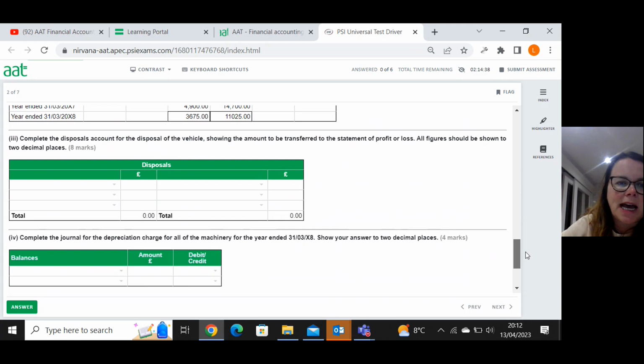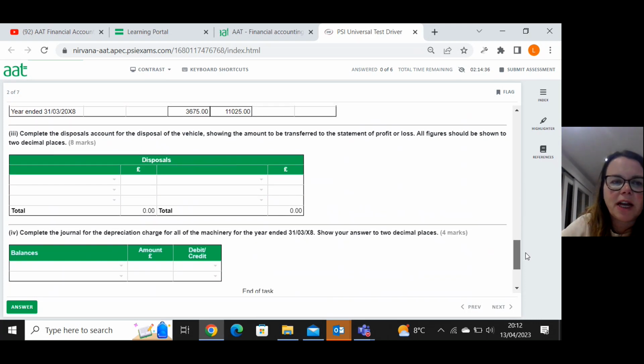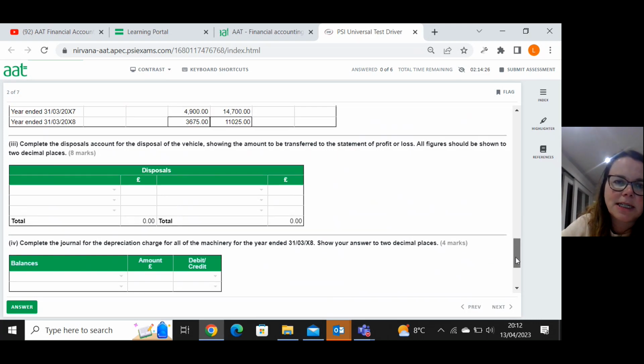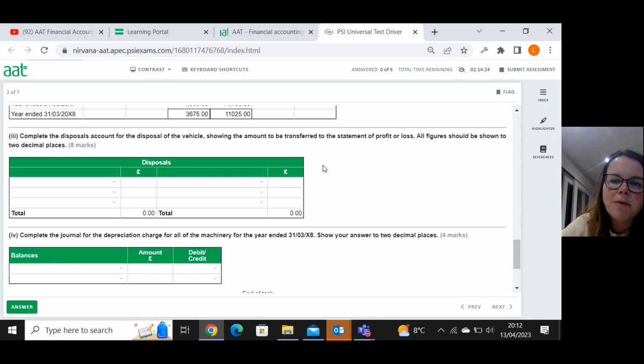Complete the disposals account for the disposal of the vehicle, showing the amount to be transferred to the statement of profit or loss. Again, we're working to 2 decimal places. Right, so disposals account. I would have on my rough bit of paper a cost account, an accumulated depreciation account for sure, and possibly even a bank account so that you can see the completion of the double entry.